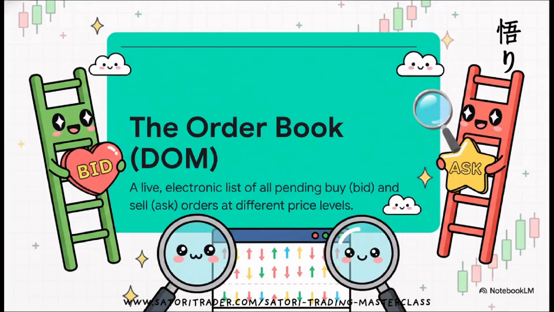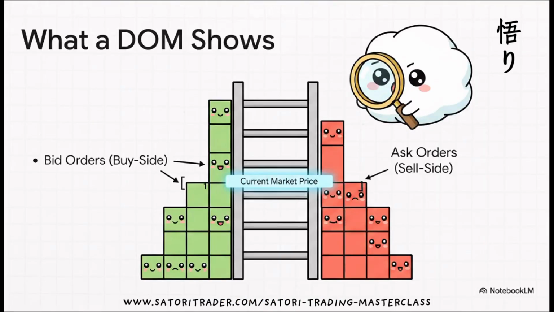So the first and most basic tool is the depth of market, or what everyone just calls the DOM. The easiest way to think about it is like a price ladder. On one side, you see all the pending buy orders waiting to get filled. Those are the bids. And on the other side, you see all the pending sell orders, the asks. This is your direct, live window into the current supply and demand. By just watching this, you can spot these subtle shifts in pressure.